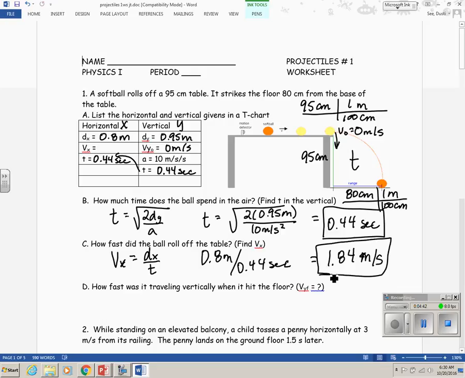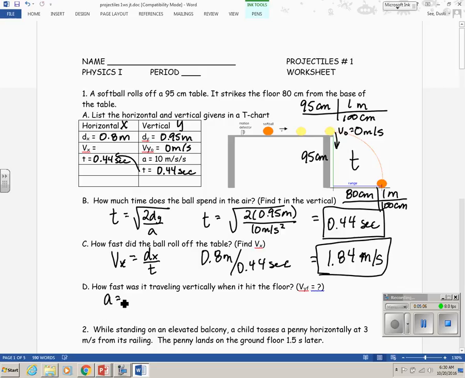Now I also want to know how fast it's traveling vertically when it hits the floor. Remember, if it's accelerating, it's going to change velocities. So it originally started at 0, and it's going to accelerate 10 meters per second every second. So I have to figure out what it's going to be right before it hits the floor.